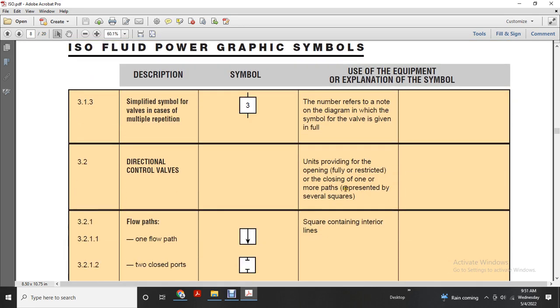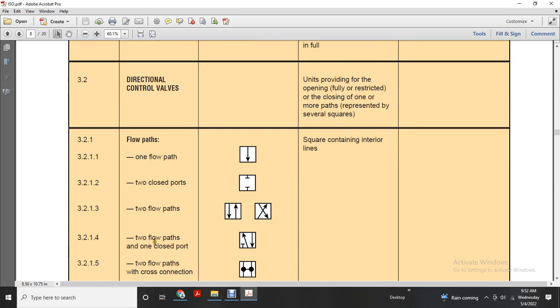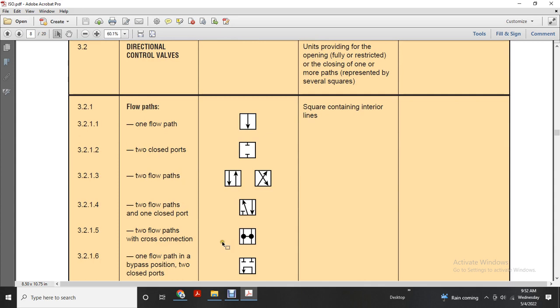Direction control valves provided with openings, fully restricted or closing one or more paths, represent several positions. One flow path: a square containing interior lines. Two closed ports. Two flow paths. One closed port, one flow path. Two flow paths, one closed port. Two flow paths cross connection. One flow path and bypass. Two closed positions.